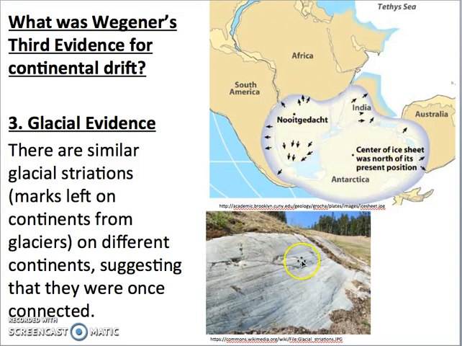And when we study glacial striations on various continents in South America, Africa, India, and Antarctica, there is evidence to suggest that there may have been a glacier, an ice sheet that was on top of all of these continents, and it was evidence that they perhaps were once connected because they are so far apart today. How is it possible that they all have similar striations? And so this was another piece of evidence that Wegener had to try to prove that continental drift really happened and that the continents were once connected.